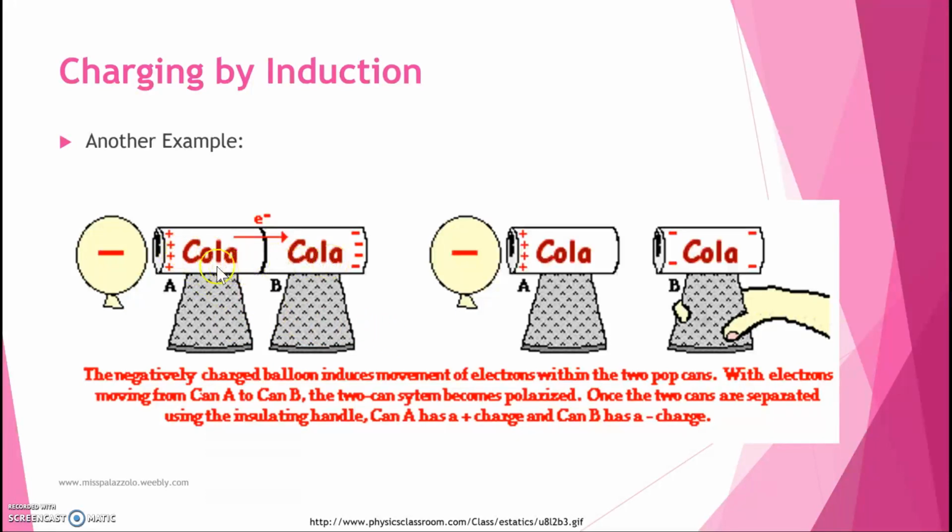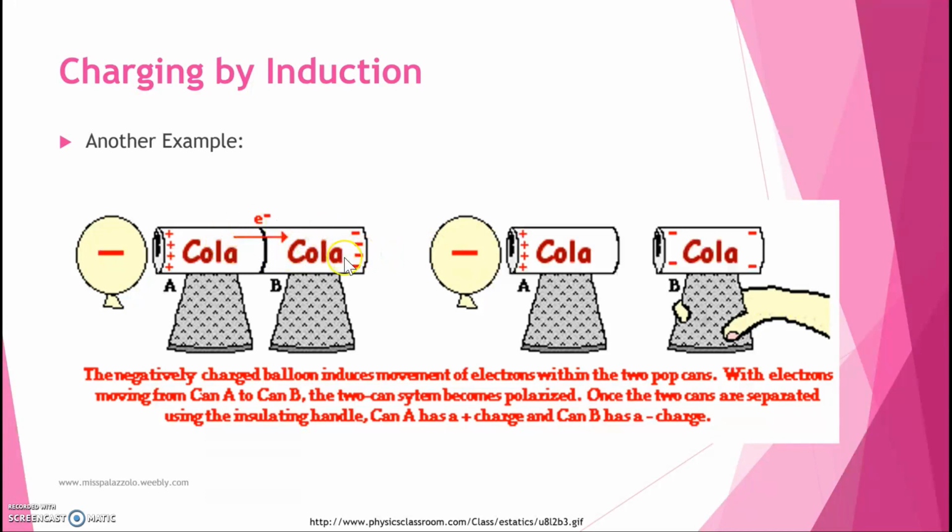So if we have the two pop cans end to end, the pop cans are neutrally charged. We've got the positive protons and the negative electrons, even numbers in the pop cans. So it's a neutral thing, and when you put them end to end, it's still a neutral object. But when you bring the negatively charged balloon towards the pop can, what happens is those positive protons are attracted to the negatively charged balloon. And the electrons, they actually move to the polar end of the object, in this case, the two pop cans.